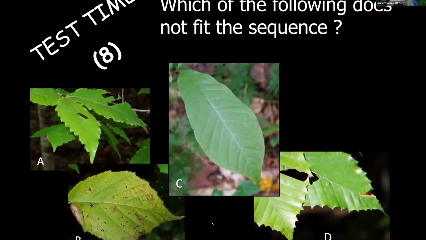Which of the following does not fit the sequence? Is it A, B, C, or D? Hopefully everybody guessed C, right? It doesn't have serrated leaf margins. We've got really broad serrations on A, we've got fine serrations on B, and broad serrations again on D, but we have an entire smooth leaf margin.